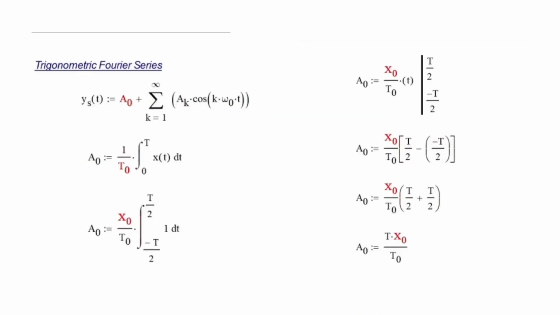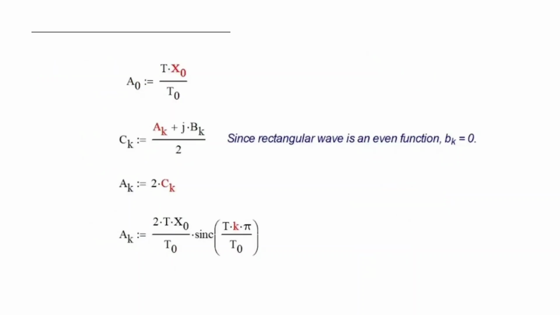Now we proceed to the next Fourier series, which is the trigonometric Fourier series. Using the general formula, we will apply the given range earlier, ranging from -T/2 to T/2, and applying simple integration rules, we let t equal T/2 and -T/2. This will result in a naught equals T x naught over T naught.